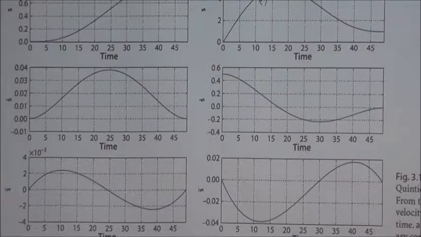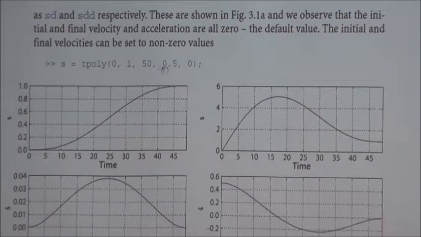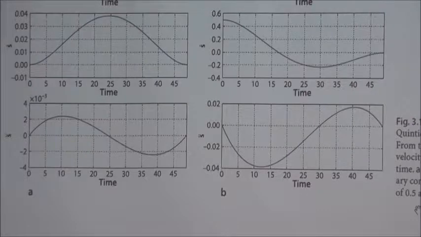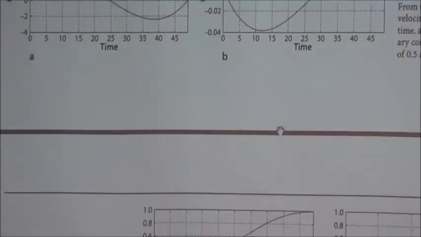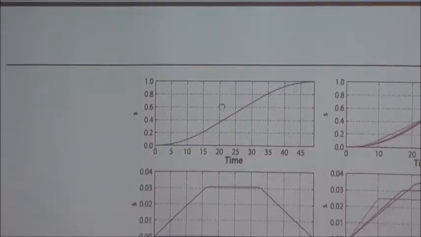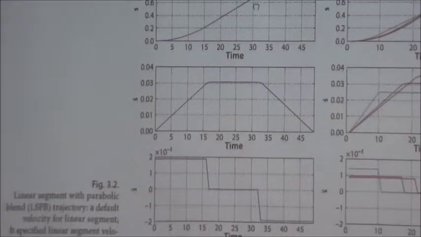This one is the same, except the initial velocity has changed. Before, the initial velocity was 0. Here the initial velocity is 0.5 and the final velocity is 0. Obviously, the final velocity is always 0. Otherwise, you're going to break something. You're going to run into your material, your product.